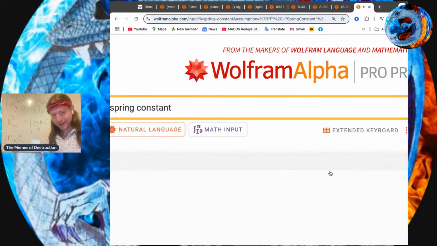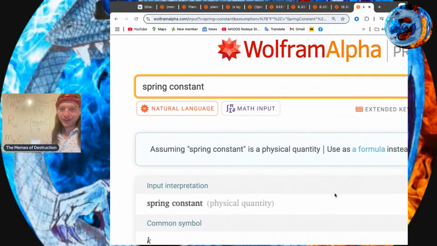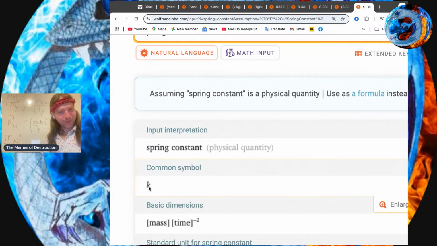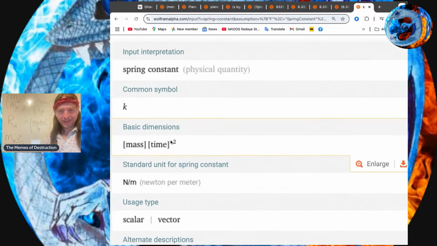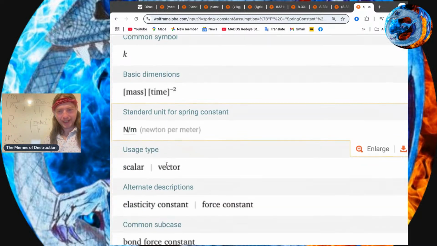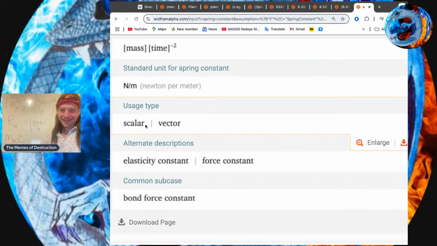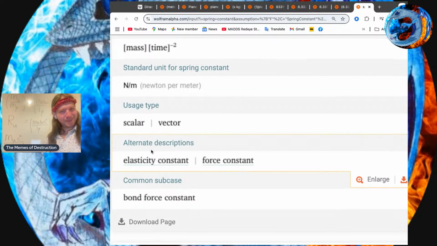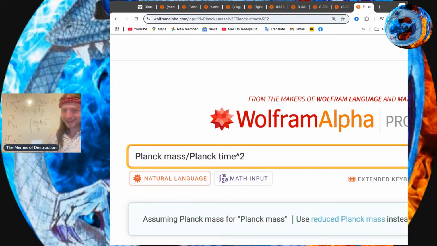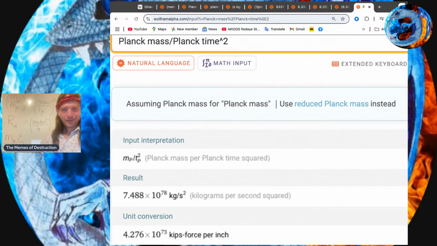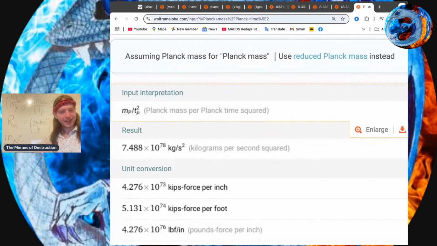Physical quantity, because we want the dimensions of reality. Spring constant physical quantity, because k's not used for anything else useful in physics. All right, so it's mass divided by time squared. Since it's got the little minus sign, that means time is in the denominator. So here's what we're going to do: Planck mass divided by Planck time squared, because that was one of the dimensions it told us.